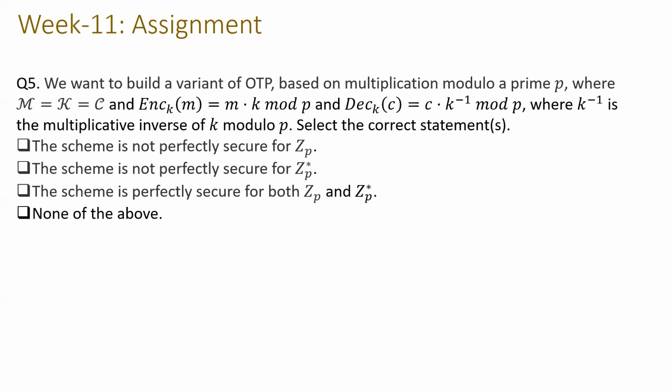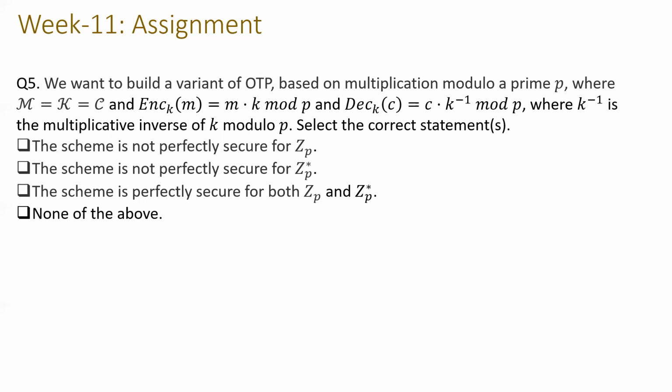Because message space, key space, and ciphertext space are the same, and all are Zp star, K can be any one of the p minus 1 elements of Zp star. For each such value of key K, there can be one possible value of the underlying message M as well, such that M times K mod p equals C is satisfied.